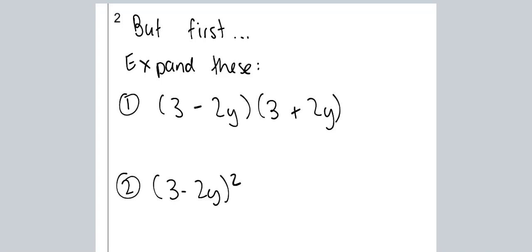Okay. Similarly here, I saw most people, so just so you know you're not alone, multiplying it out either using the box method or going 3 times 3, 3 times 2y, minus 2y times 3, minus 2y times 2y. But this is a special kind of expansion, right? What is it? Someone can call it out. 3 people in this room can call it out. Difference of 2 squares.